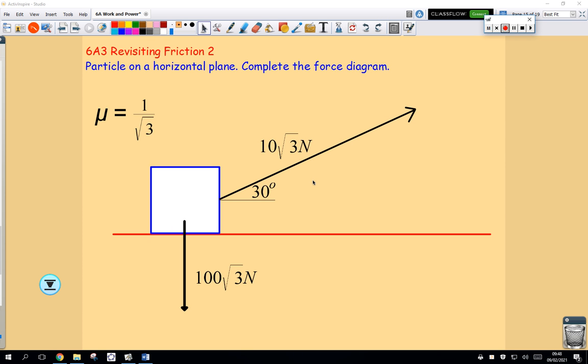Okay, in this lesson I want to continue our work on revisiting friction. In this case we have a particle on a horizontal plane. I want to complete the force diagram for this particle. So I've got various things going on here.